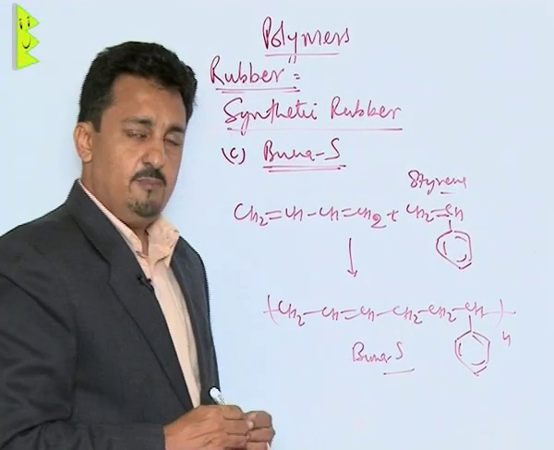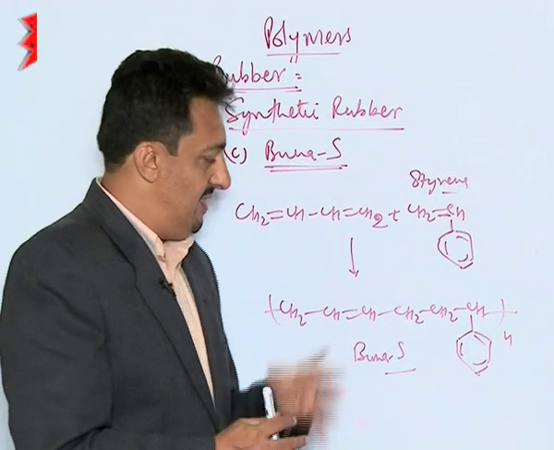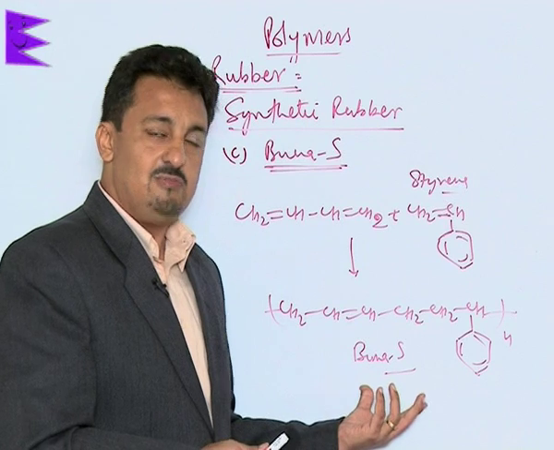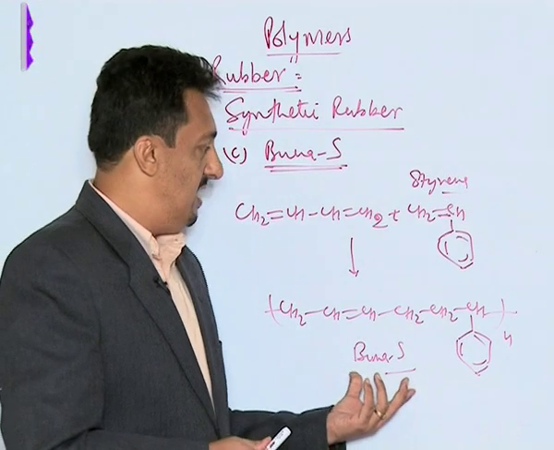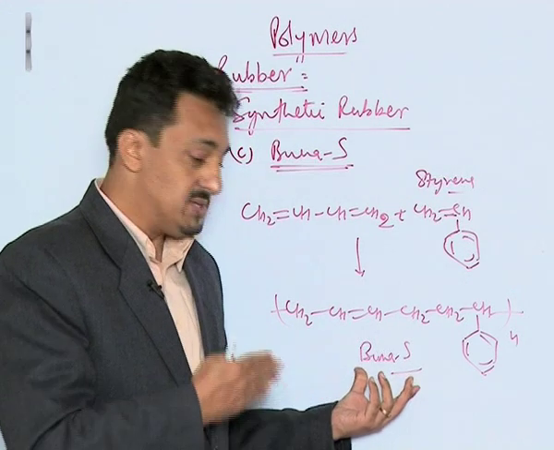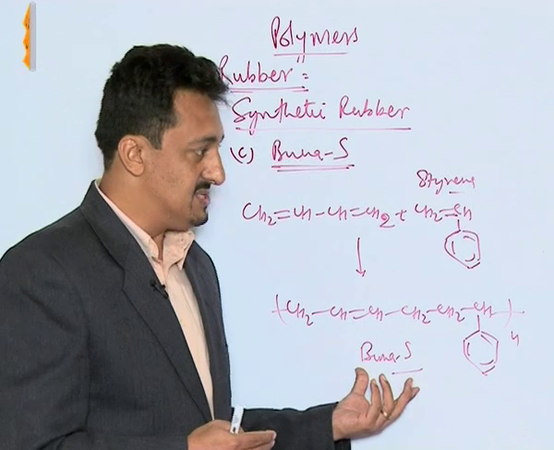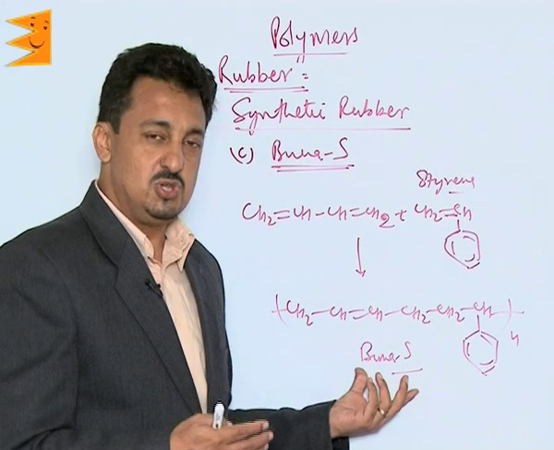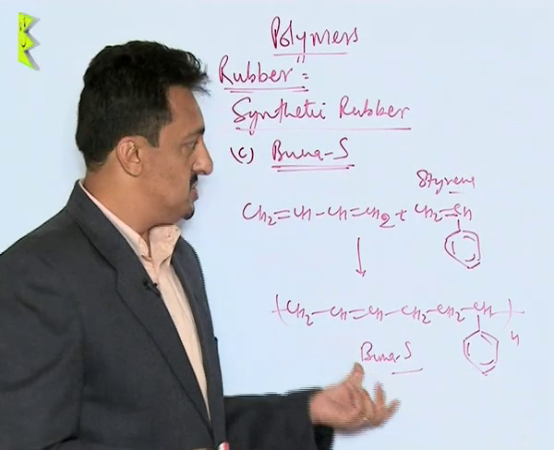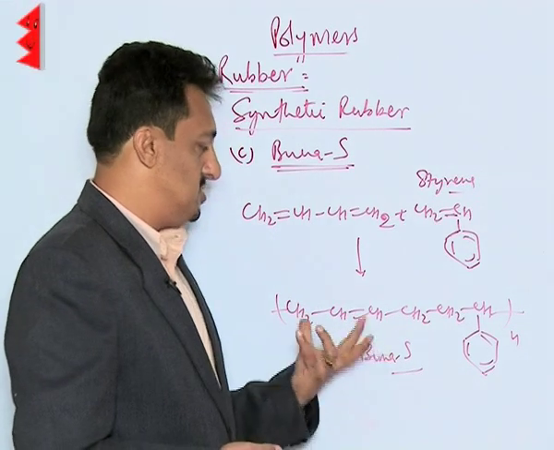Buna-S is a very good substitute for natural rubber, and that is why it is very widely used in making automobile tires. Another most important use is floor tiles, which makes them non-skidding floor tiles, and it is also very much used nowadays in making footwear. So, it's a very good substitute for your natural rubber, which is Buna-S.